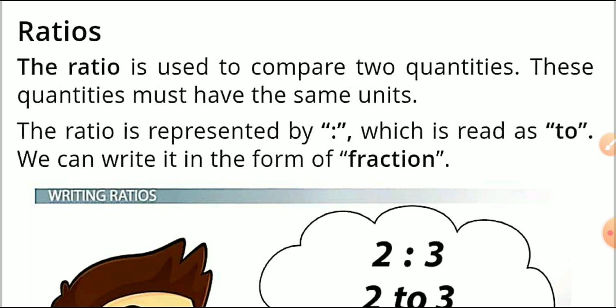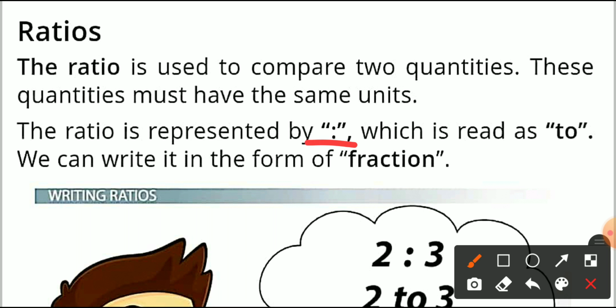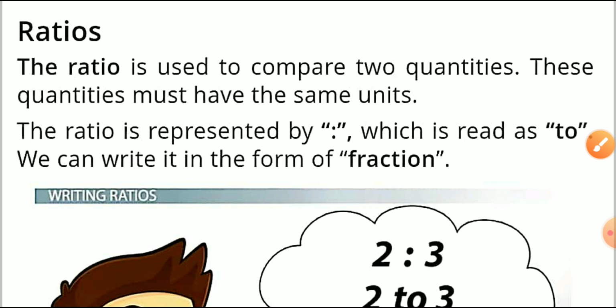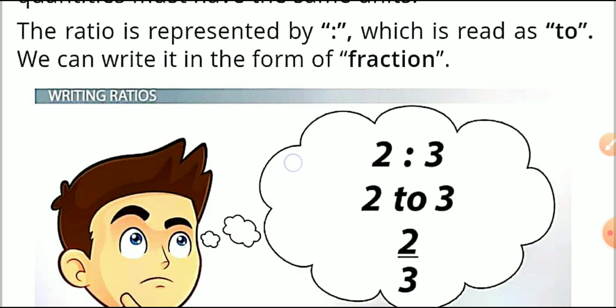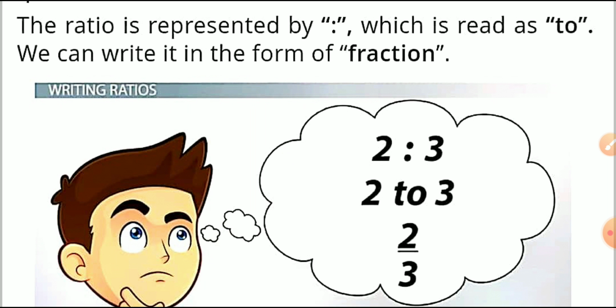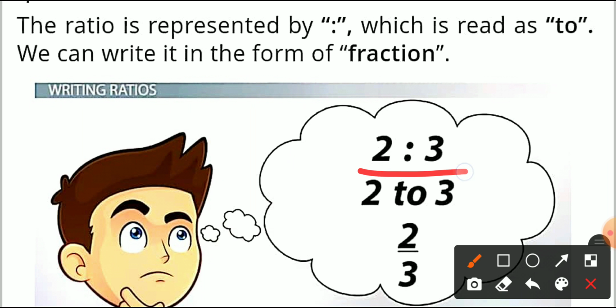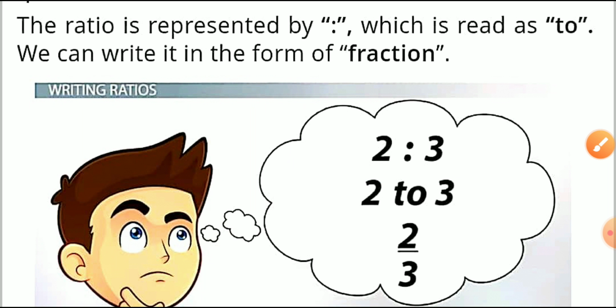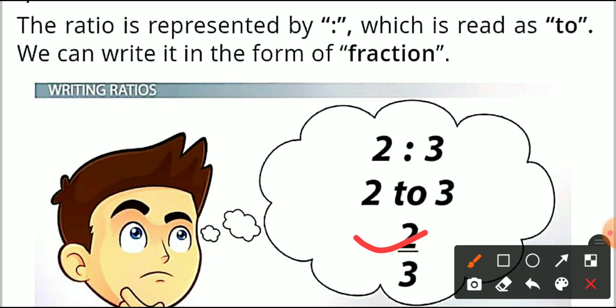The ratio is represented by these two dots, which is read as "to". We can write it in the form of a fraction. For example, 2 to 3. This is known as 2 to 3, and we can write this 2 to 3 in fraction form like this: 2 upon 3.